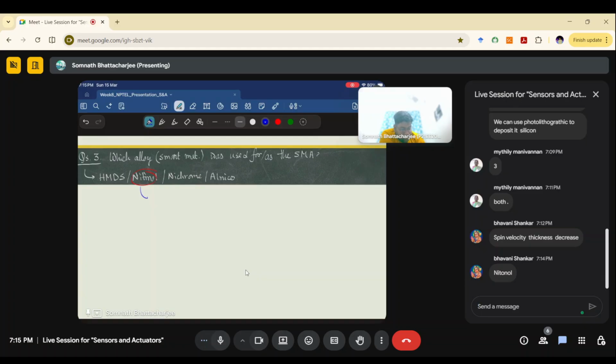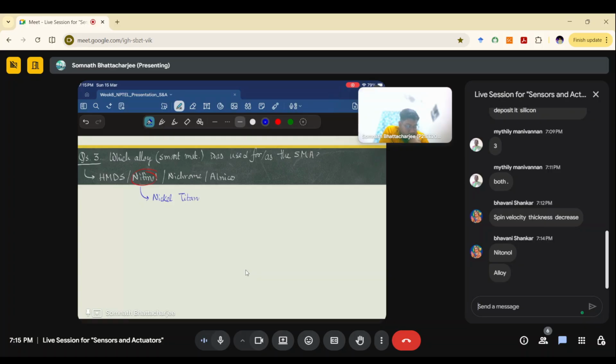So what is nitinol? It's an alloy of nickel and titanium, right? And nichrome is nickel and chromium. Similarly, alnico is aluminium, nickel and cobalt. Nickel and titanium behave like a smart material or a smart alloy, right? And let me have another question.